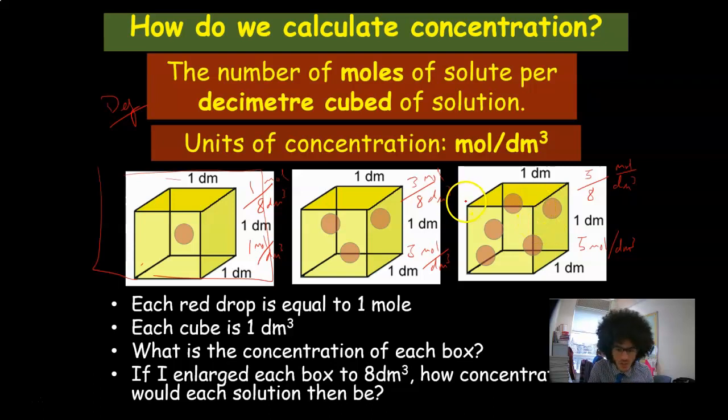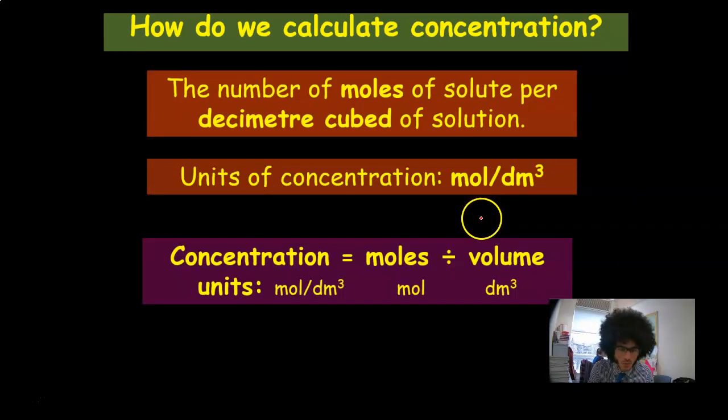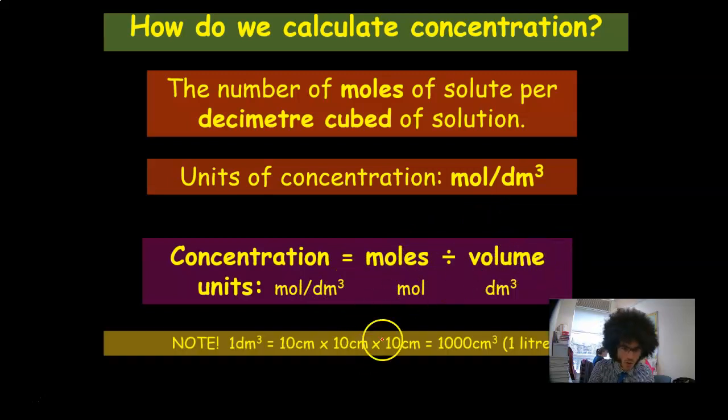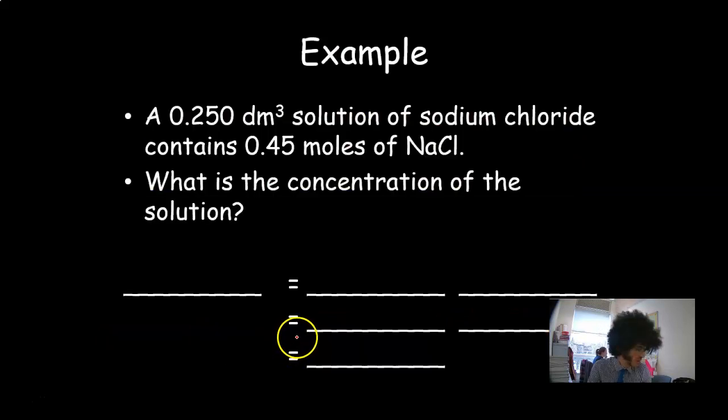So, this leads us to our big equation. The big equation is concentration equals moles divided by volume. And just remember that we always work in decimeter cubes, so you have to do that conversion first before doing anything else. Really, really important. So let's do a couple of examples. This question says a 0.250 decimeter cubed solution of sodium chloride contains 0.45 moles of NaCl. What is the concentration of the solution?